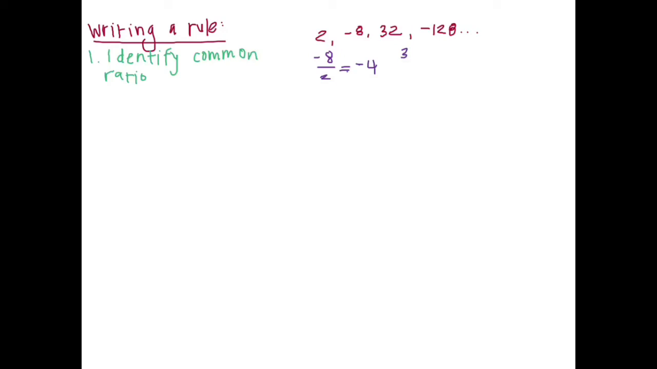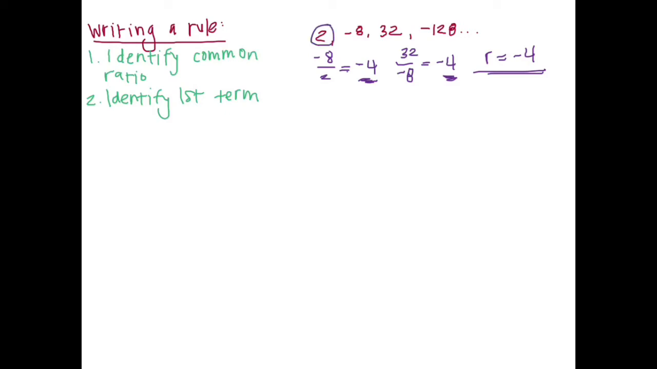I'm going to check the third term compared to the second term just to make sure this ratio is constant and that this really is a geometric sequence. So the first time I got a ratio of -4, second time I got a ratio of -4, I can go ahead and say that my common ratio is -4. Step 2 is for me to identify the first term. Well, the first term in this list was given to me, and it is the 2. So I'm going to say a sub 1 equals 2. The first term is 2.